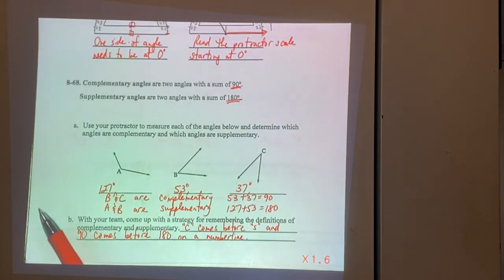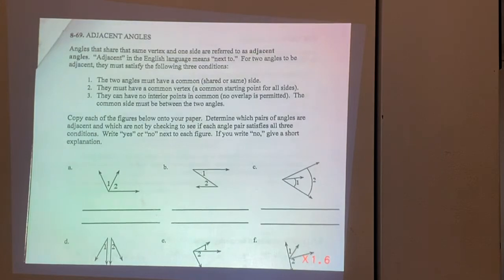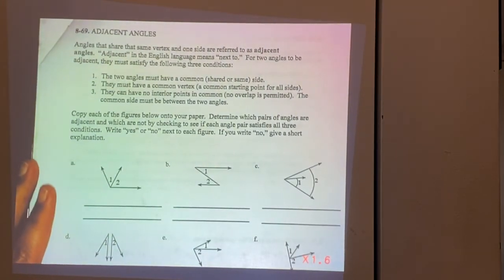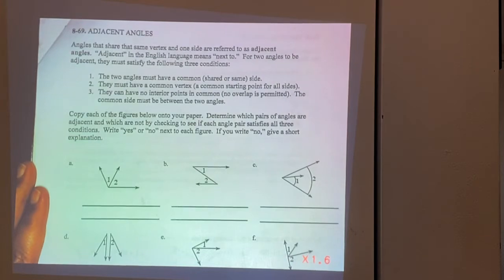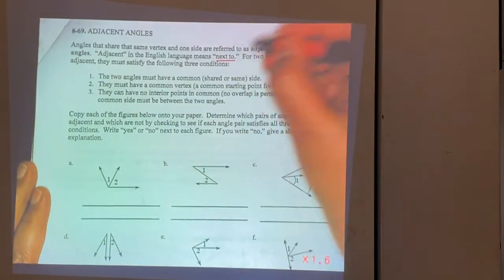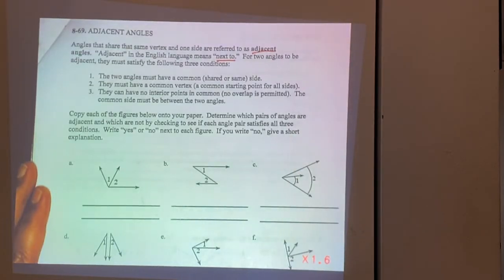There's a lot of vocabulary in this lesson. Question 69. Adjacent angles. Angles that share the same vertex, so the same corner, and one side are referred to as adjacent. Adjacent means next to. For two angles to be adjacent, they must satisfy the following three conditions.